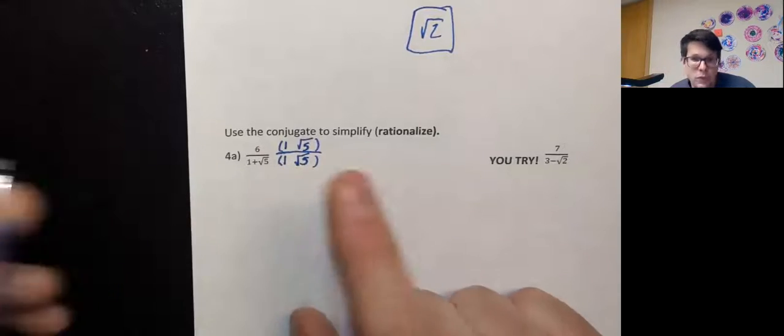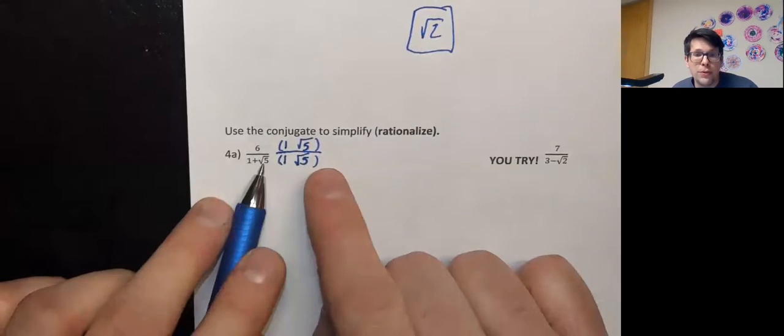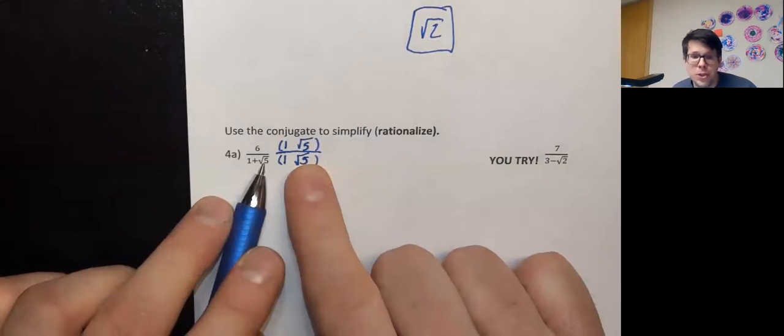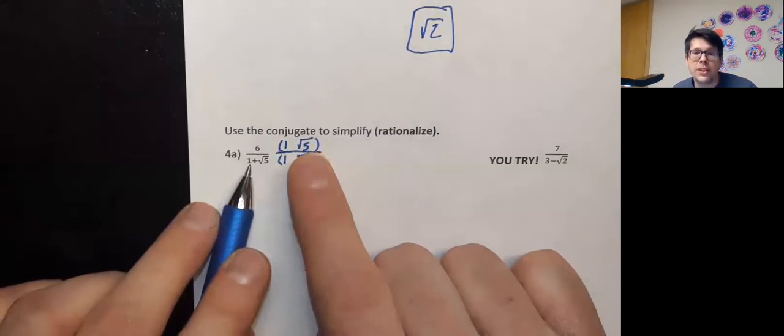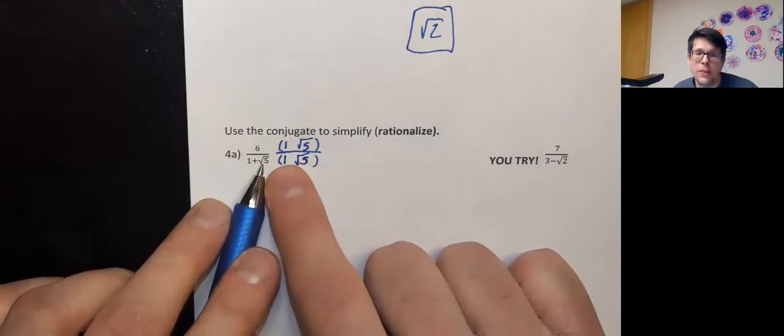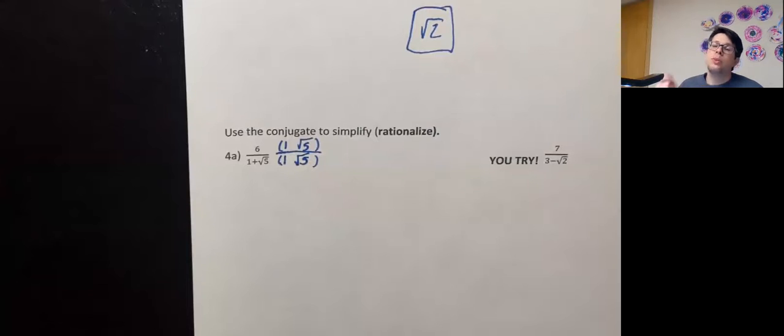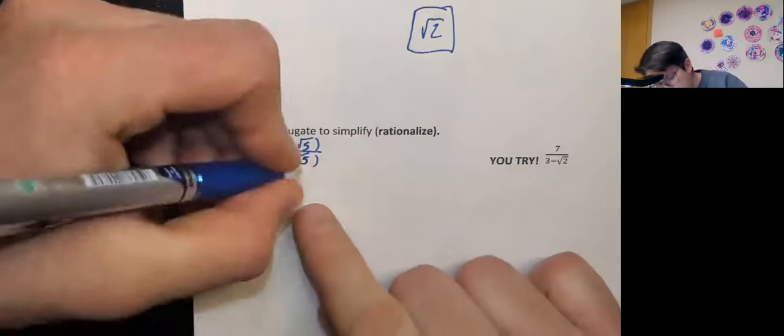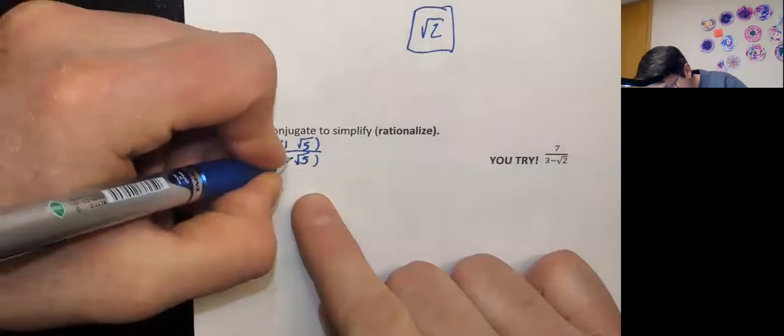1 times 1 will give you 1, which is pretty nice. And root 5 times root 5 will give you 5, which is pretty nice. But then once again, 1 times root 5 is going to create a radical, and so is root 5 times 1. That's also going to create a radical. So then we need a way to cancel these out, and the way that we're going to do that is by using a sign change.